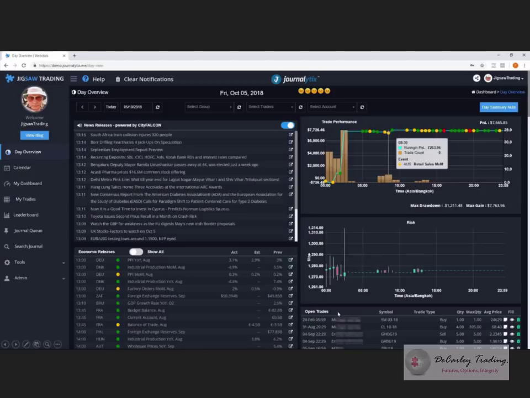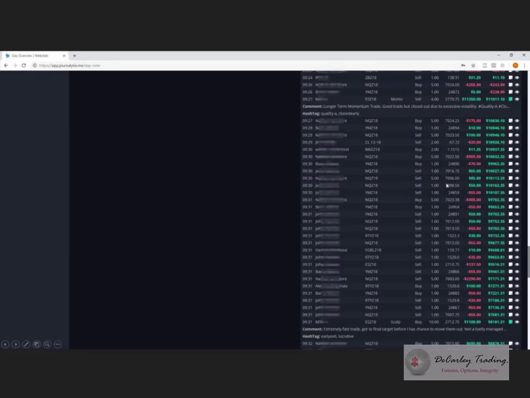At the bottom here, we can see open trades. So they're the trades that are open now. And when we look at history, they'll be the trades that were open at the start of that day. And then below that, we've got all the closed trades with the P&L.